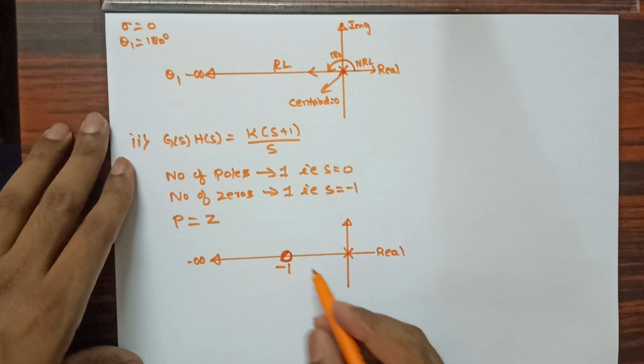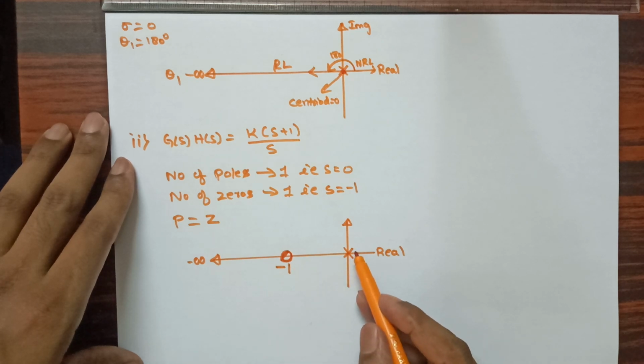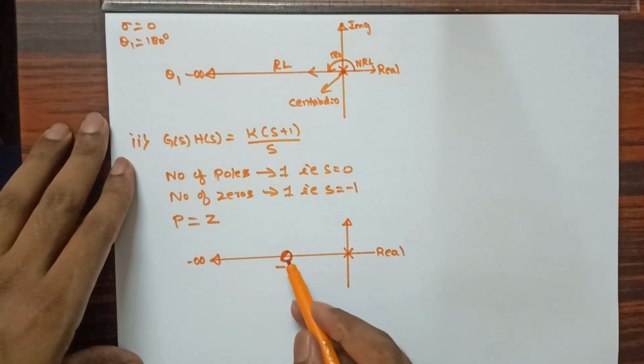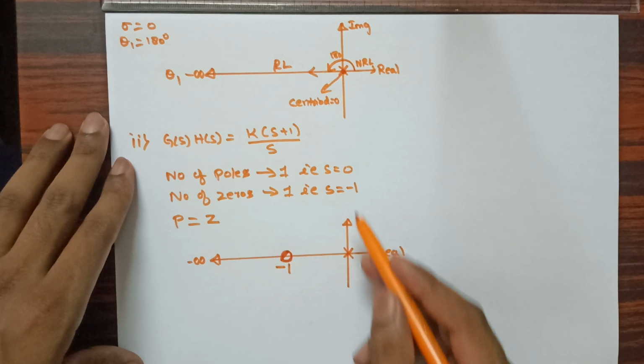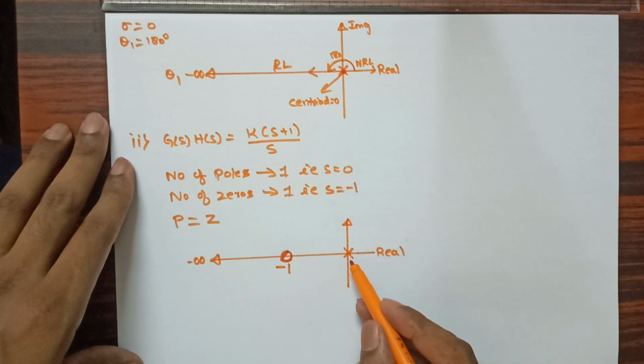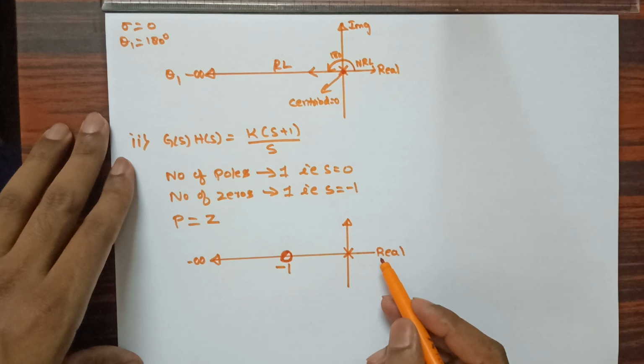minus 1. So for the pole we are representing it by a cross, and for the zero we are representing it by a circle. So the location of the zero is minus 1 and the location of the pole is at the origin, that is at s equal to 0. Now we know how to determine the root locus path and no root locus path.